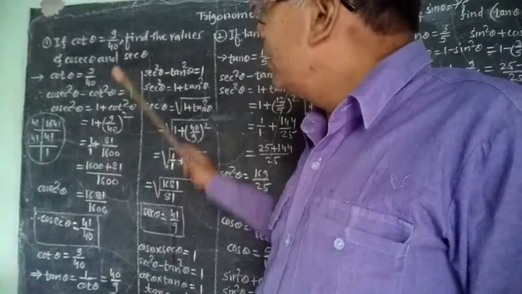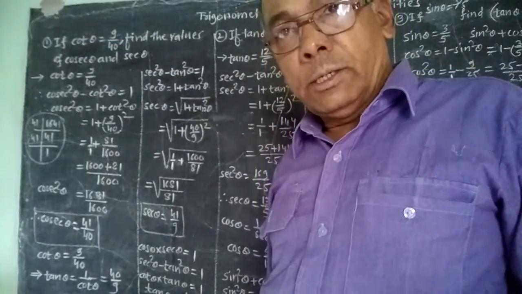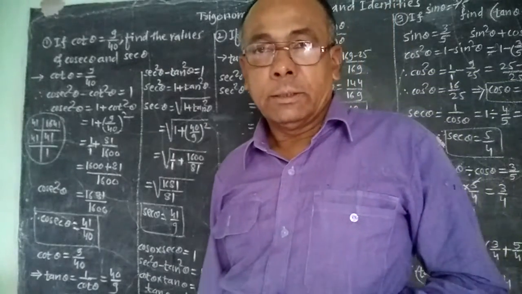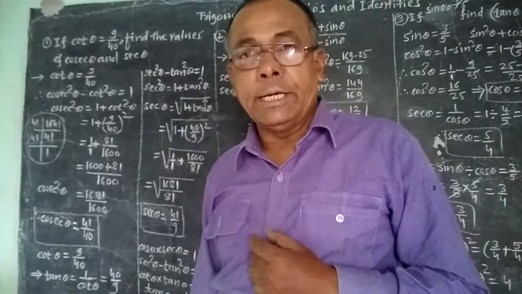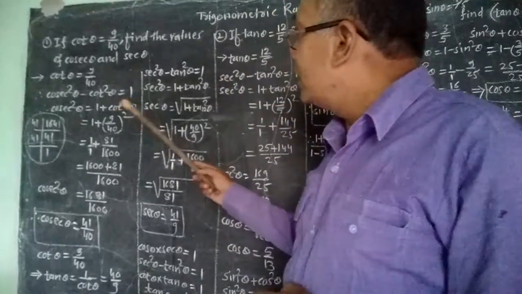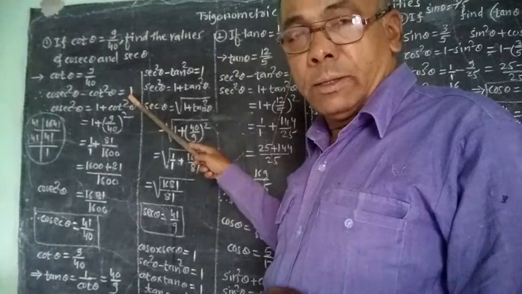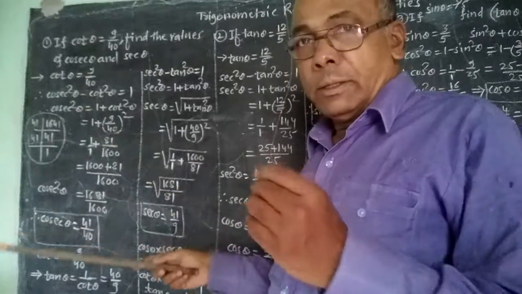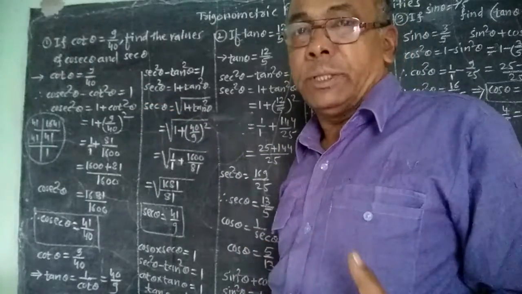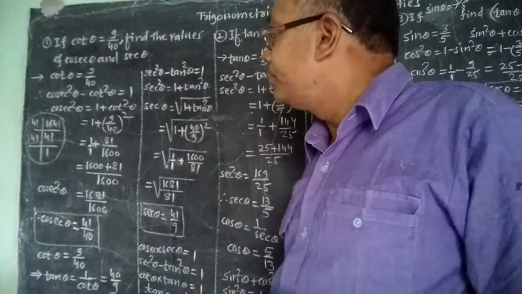Here in this example, the value of cot theta is given. If cot theta is given, then we can find the value of cosec theta by applying the identity cosec square theta minus cot square theta is equal to 1. Means if any one value out of cot theta or cosec theta is given, then you can apply the same identity, that is cosec square theta minus cot square theta is equal to 1.